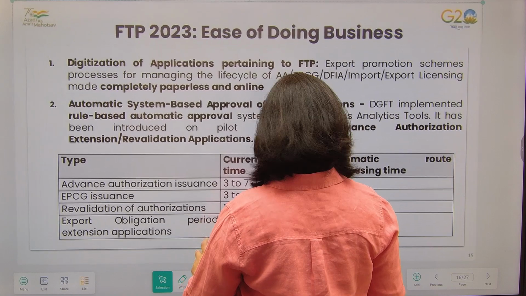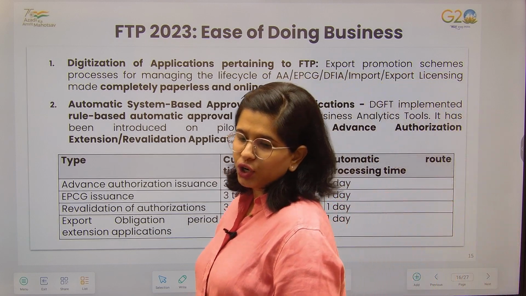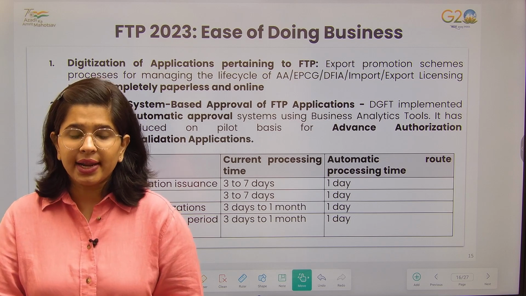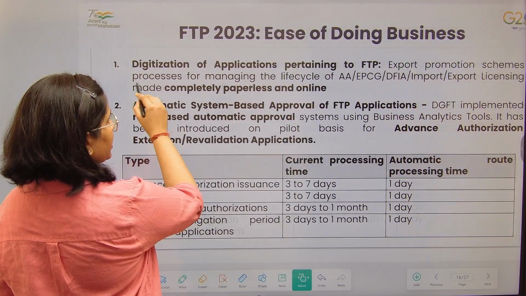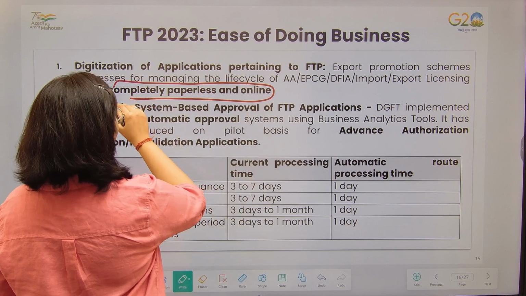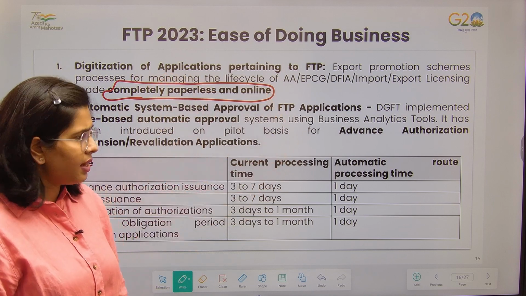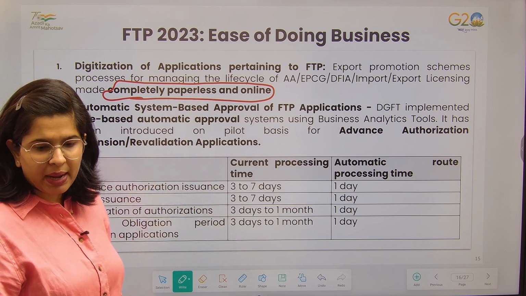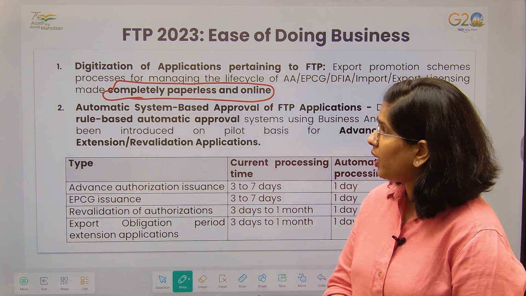So under this particular thing, the government is aiming for the ease of doing business. How is ease of doing business ensured? Whatever time is being taken, government reduces it. Fine. So this is what is happening over here. Export promotion schemes, processes for managing the life cycle, import licensing, have been made completely paperless and online. What you have to understand, we are going to discuss these schemes in the original document in detail, although I am going to discuss a little bit of detail over here also. But please understand, in this particular part of highlights, that various government processes have been made paperless and online.